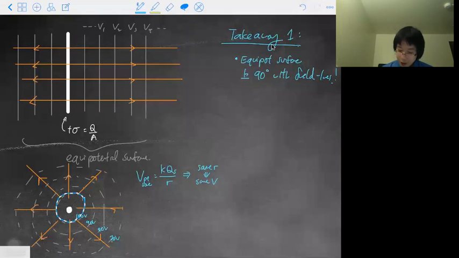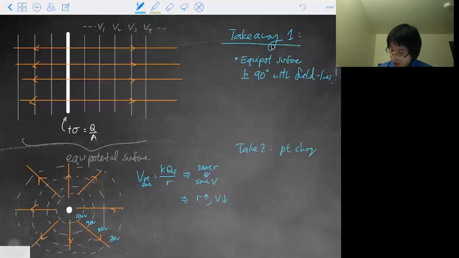How do I know the potential starts decreasing as I go further and further out? Well, let's look over here. Another thing is, you see that as r increases, V decreases. Okay, so here is takeaway 2 for point charges or point sources, let's say. Number 1, the equipotential lines are spheres, circles and spheres. Number 2, it decreases as it goes.